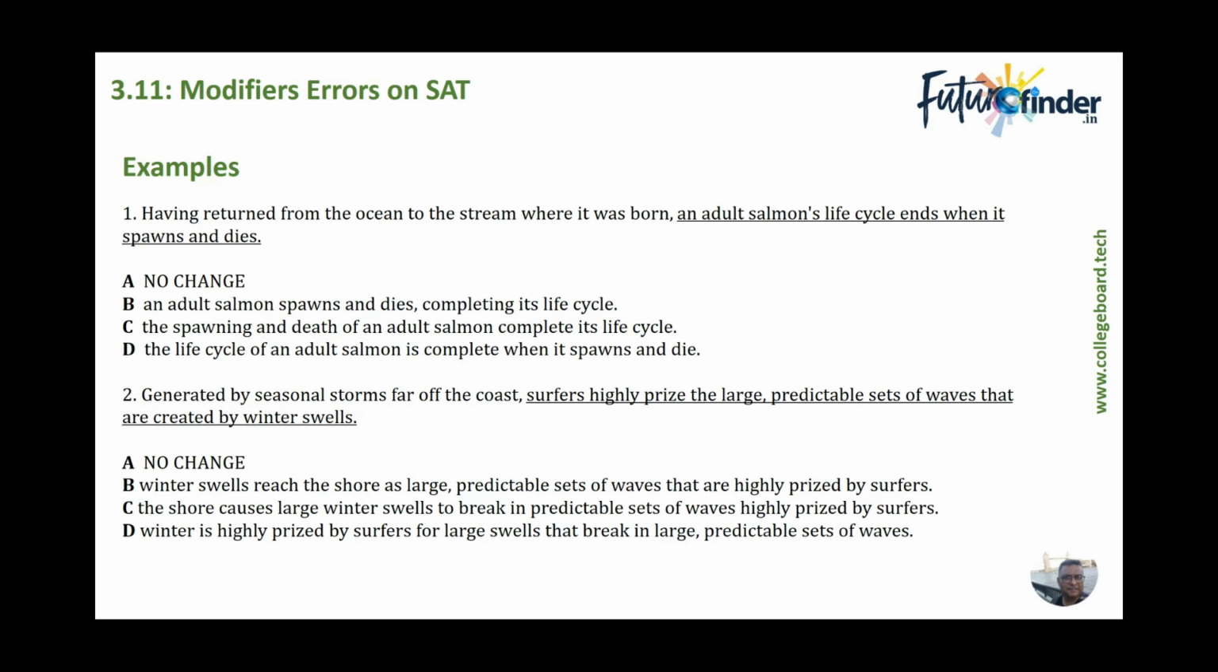Having returned from the ocean to the stream where it was born, an adult salmon's life cycle ends where it spawns and dies. So looks like everything is correct, because having returned from the ocean to the stream where it was born, this is the modifier, and what is being modified is the adult salmon. So probably looks like everything is in place, but here if you look closely, the whole subject is an adult salmon's life cycle, not really the salmon. So it is very evident now that having returned from the ocean to the stream, it cannot be the adult salmon's life cycle that returns from the ocean to the stream. It has got to be the salmon.